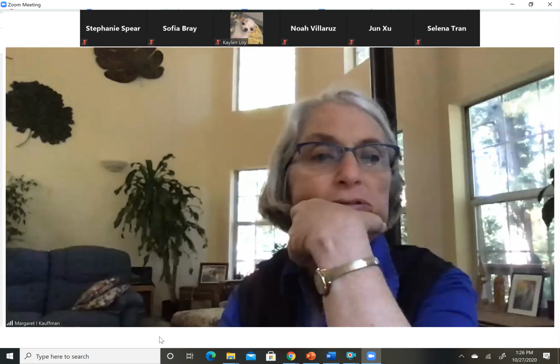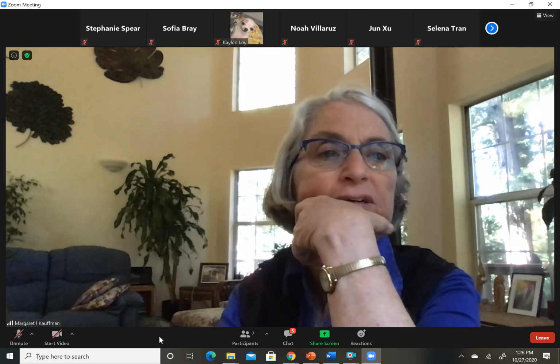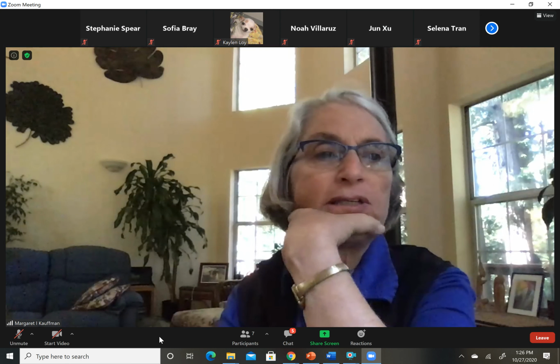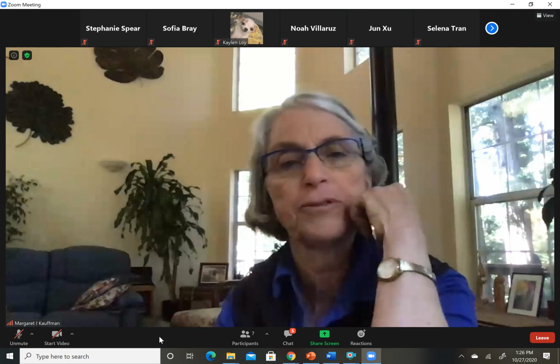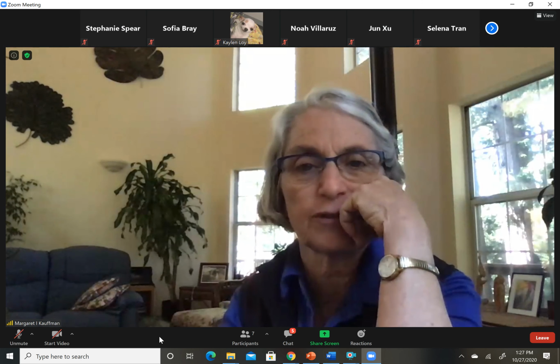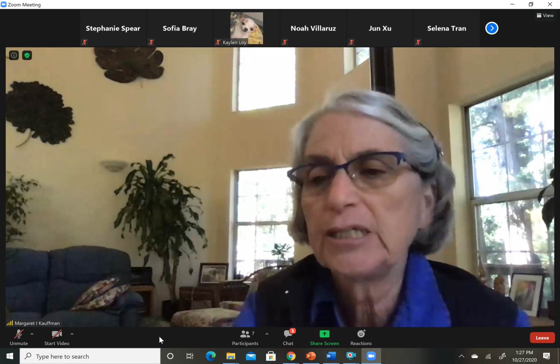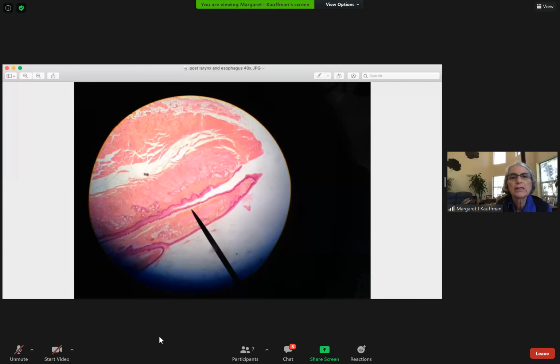So let's see what else. So you can see a lot of the slides are showing the same things. Okay, here's more of the posterior. This one is the one that I've made the composite of, that's in the study guide. This is the posterior larynx. And let me make it bigger.